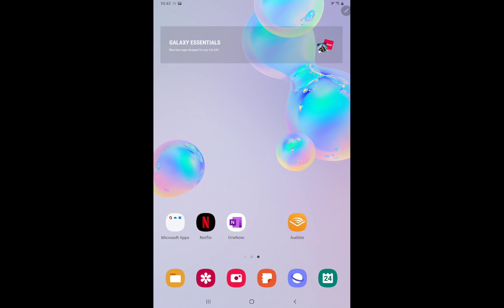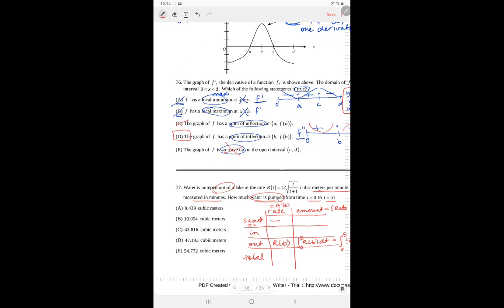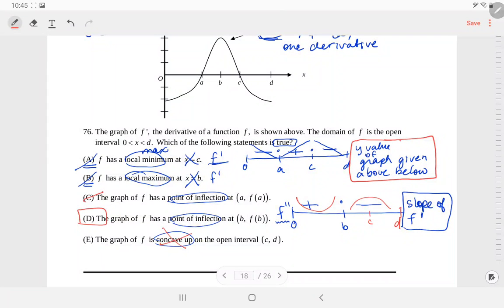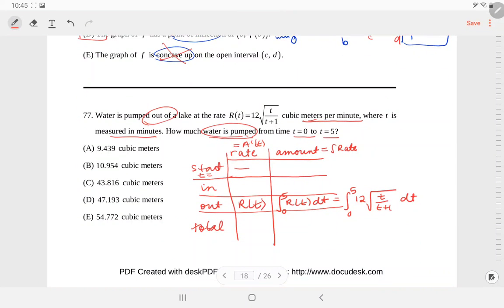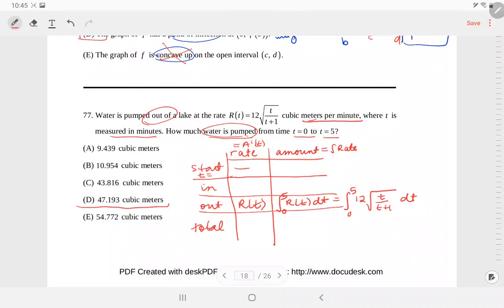Okay, so back to my other screen. Where was I on my other screen? Let's see. I was in this one. Okay, let me twist it. There we go. Okay, so let's see where we were. We were right here. 47.193. Oops, I keep hitting my button on my new tablet pen. I was using my phone tablet pen before.